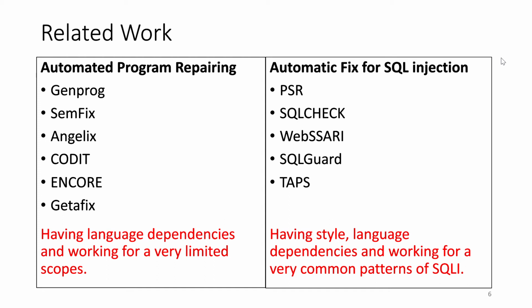And there are actually some automatic fixes for SQL injection vulnerability, but they are rule based, and there are a lot of dependencies such as style dependency. They are not language agnostic because they are rule based, and it is totally dependent on the language and the pattern of the language, and they work only for the common problems. For example, they do not work for the second order SQL injection that we showed earlier.